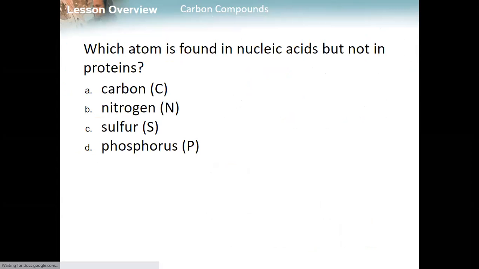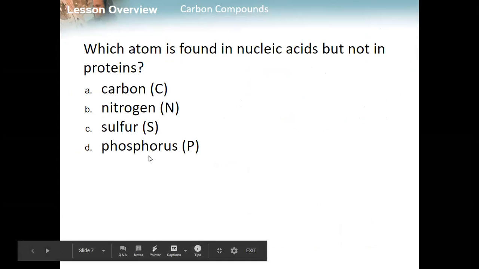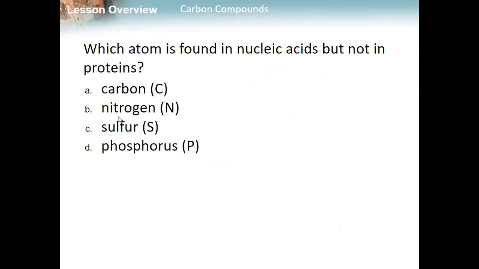So let's take a look at one more question. Which atom is found in nucleic acids but not in proteins? So you should have picked phosphorus. Proteins and nucleic acids both have carbon and nitrogen, but phosphorus is only seen in nucleic acids.